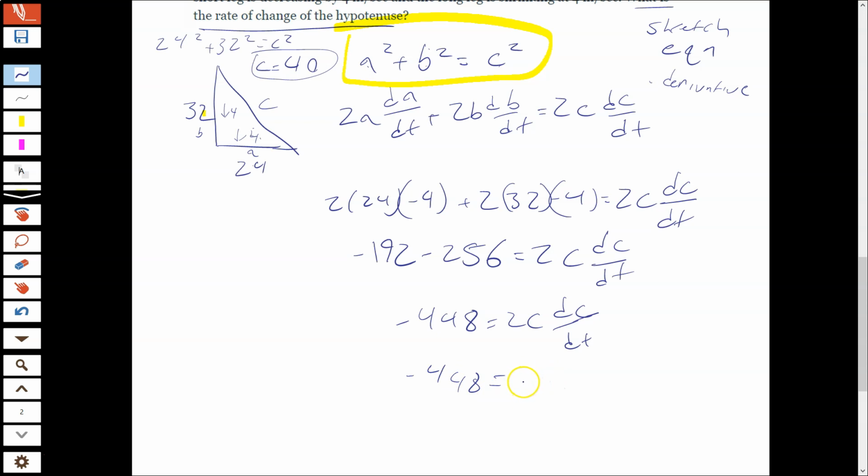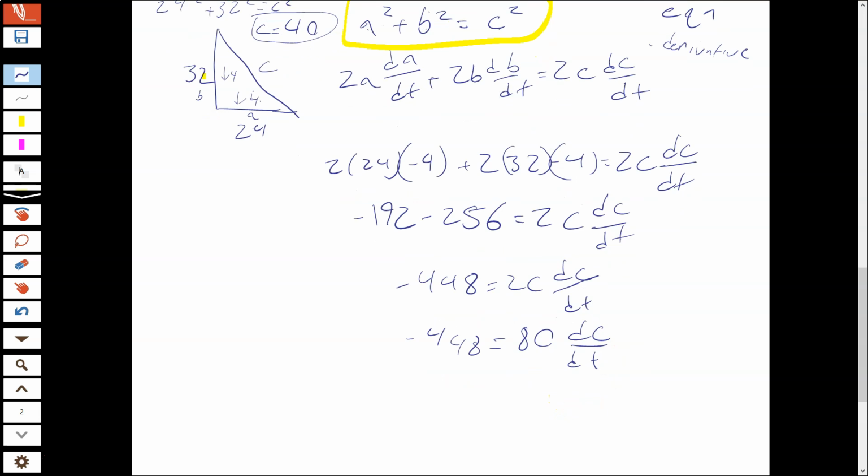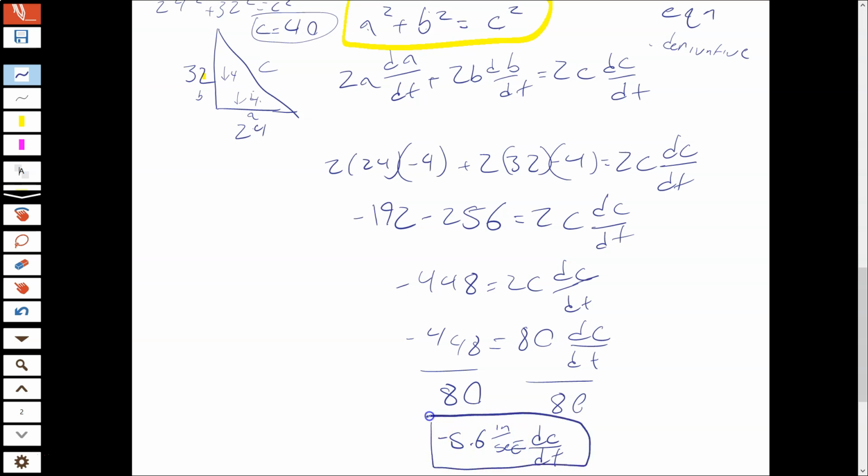This is where these get really fun. So I plug that in. 2 times 40 is 80 dC dt. And then I'm almost done, right? So now I just have to solve. So I divide by 80 on both sides. And I get dC dt is isolated. That's what I want. Equals negative 5.6 is what I get when I divide that out. Inches per second. Okay, so there is my solution.